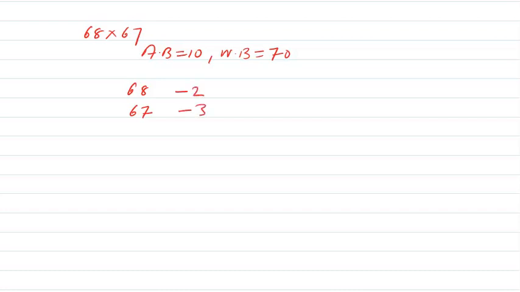To understand it, let us take some more problems. So suppose I want to multiply 68 into 67. Here I take the actual base equal to 10 and the working base equal to 70, right? If I look at 68 and 67, the deficit from 70 is -2 and -3. If the working base is 70 and actual base is 10, then what is the proportion? The proportion is equal to 70 by 10, that is equal to 7, right?